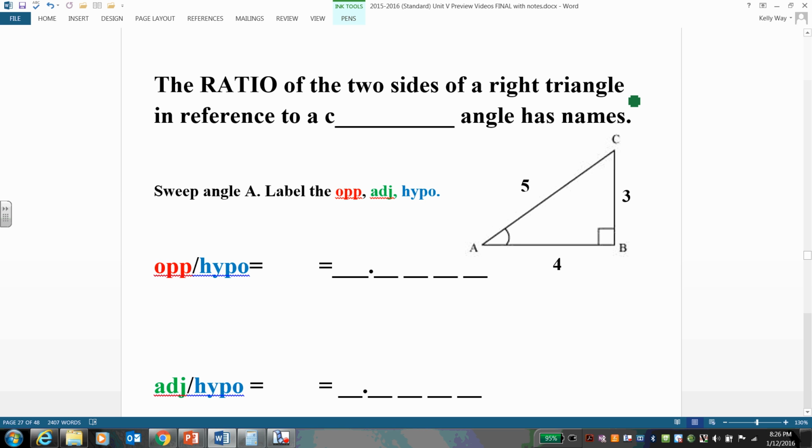Now, one step further. Ratios. The ratio of two sides of a right triangle in reference to a certain angle. It has the following names. When I say certain angle, that's what we've been using, the variable theta. And those names we're going to get to in just a moment.